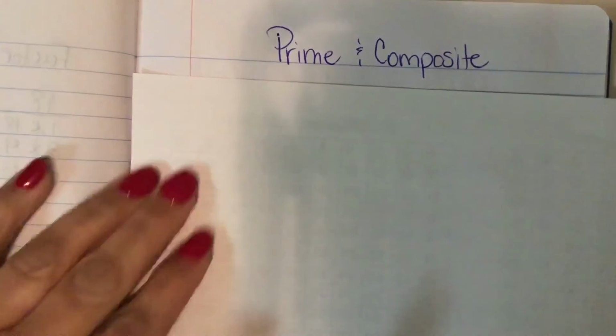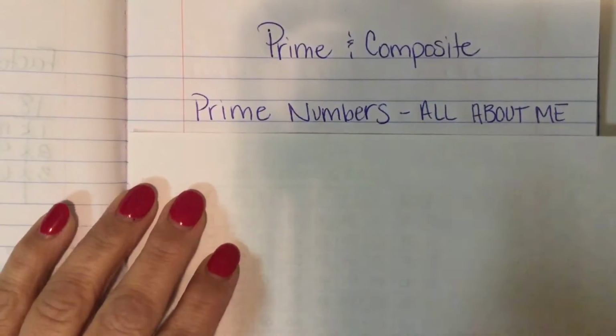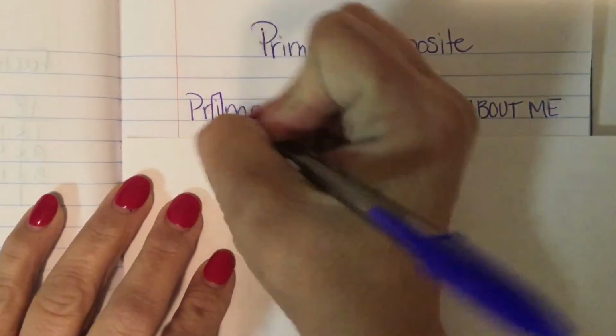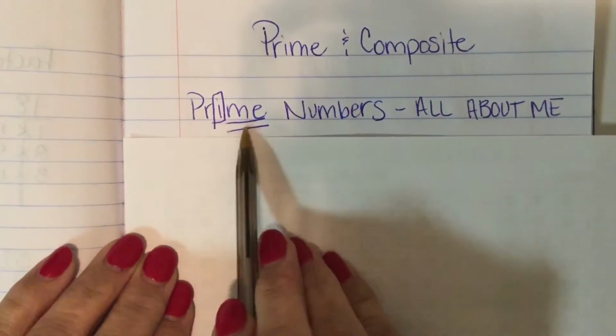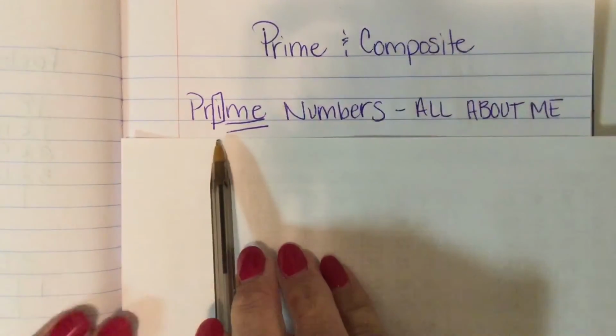Okay, prime and composite numbers. The first one is prime numbers. Prime numbers are all about me. So we say they are I and me. So prime, we're going to box in the I and underline the me. I and me. Prime numbers are all about me.